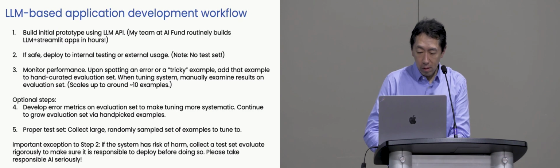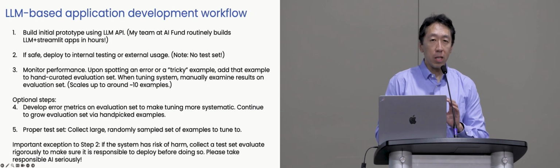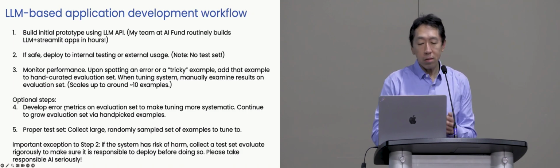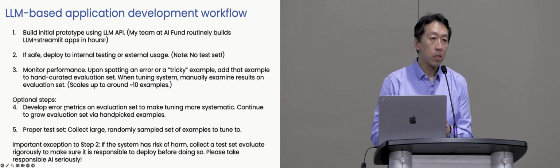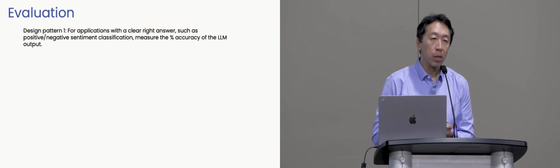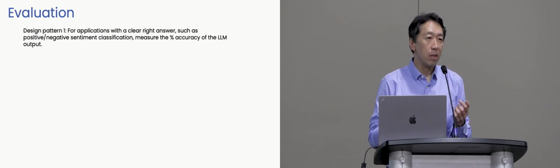And then, assuming it's safe, again, taking responsible AI seriously, if there isn't risk of harm, then take a Streamlit app, deploy it to internal testing or even external usage, and see how it performs. And you start getting user feedback really quickly. Now, compared to older machine learning workflows, one weird thing about this workflow is there's no test set, right?